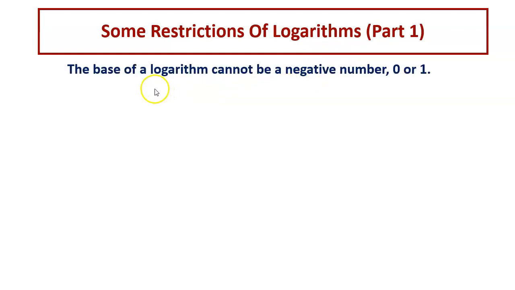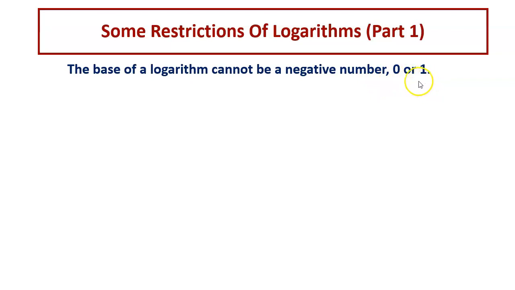What is the restriction that we have on logarithms? The base of a logarithm cannot be a negative number. It cannot be equal to 0, and it cannot be equal to 1. Why can't we take the base as a negative number, 0 or 1? Let us find out.